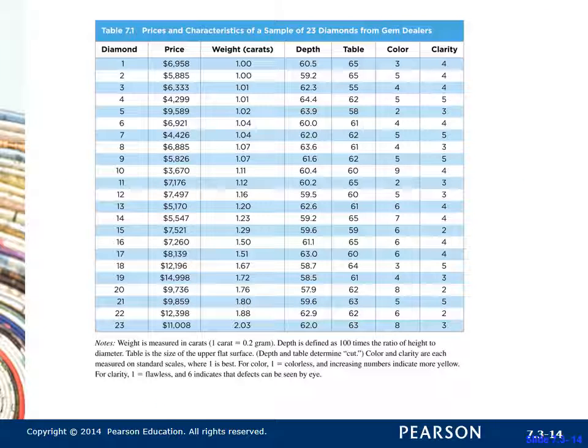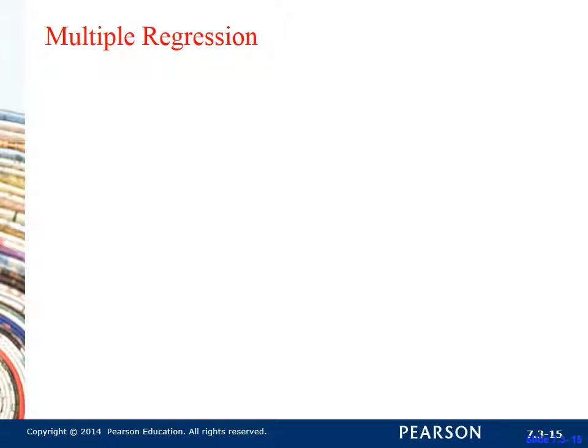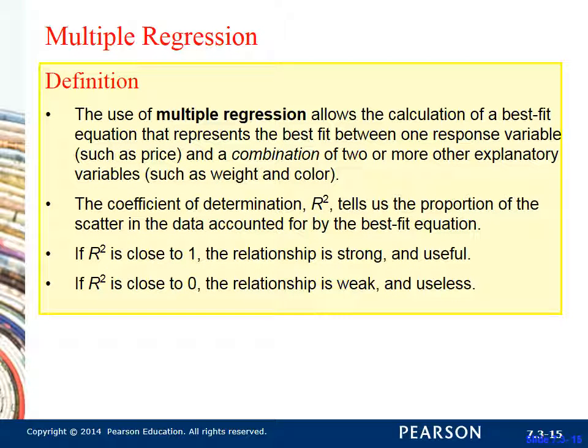Right, so here's our fun data again from 7.1 on the diamonds. We're going to take a look at what's called multiple regression. The last one was a single regression. What if I have a multiple regression? I want to use it to calculate the best fit equation where I have one response variable, but I have a combination of 2 or more explanatory variables. A couple different things could be going on.